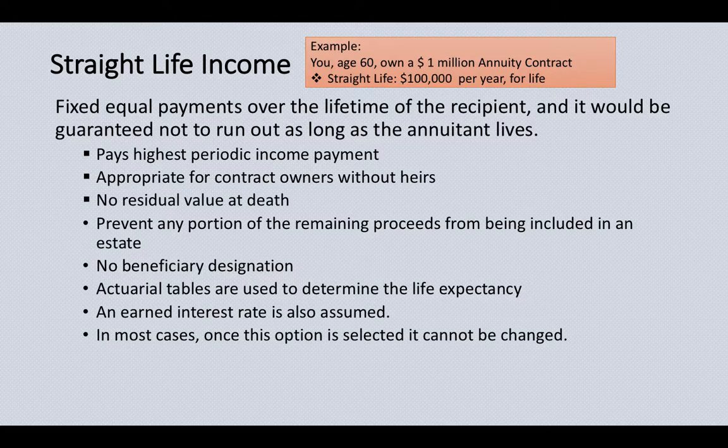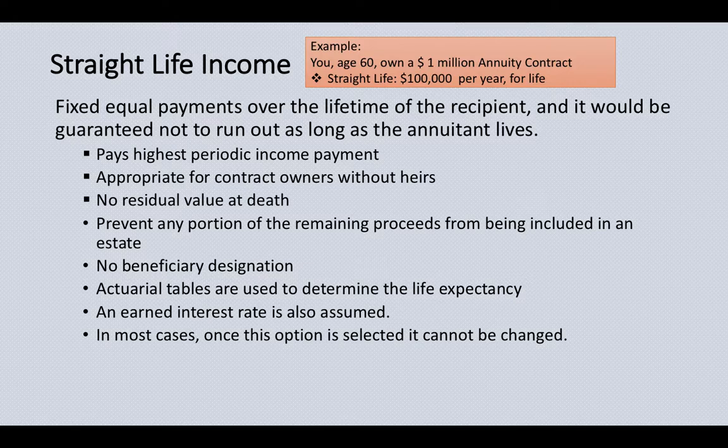No residual value at death again. So you don't worry about preventing any portion of the remaining proceeds from being included in an estate. When you die, nothing left, so nothing to include in your estate. And no beneficiary designation, since you're not leaving anything. Actuarial tables are used to determine the life expectancy, and earned interest is also assumed. In most cases, once this option is selected, it cannot be changed.